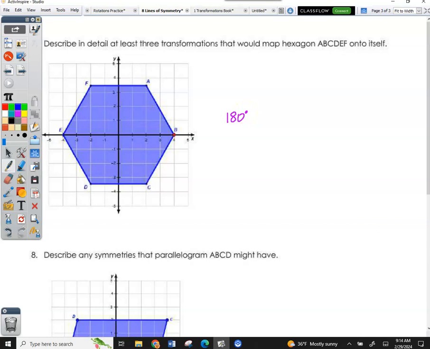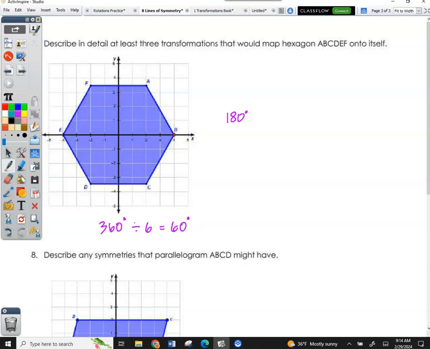How many sides do you see? 6. Can we get some more? We could rotate every 60 degrees. Where did the 60 come from? We could do 360 divided by 6 to get our 60-degree rotational symmetry.